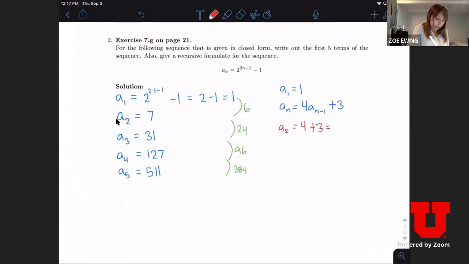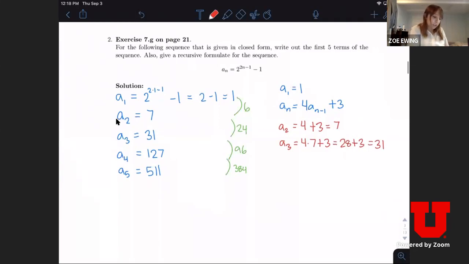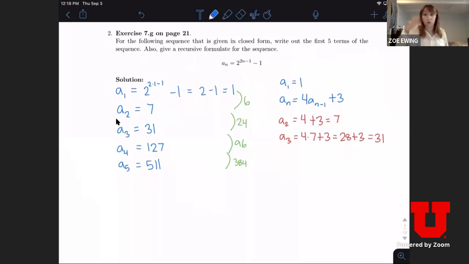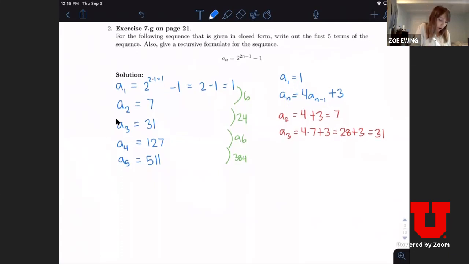So we know that it works for A2, but let's double check for A3. We get 4 times 7 plus 3, which is 28 plus 3, which is 31. And if you go through the rest of them, you'll see that it's the same pattern. And then the other way to do it is to use algebra. We've seen a couple examples of this to just rigorously derive it. So we are given that a_n equals 2 to the 2n minus 1, minus 1.